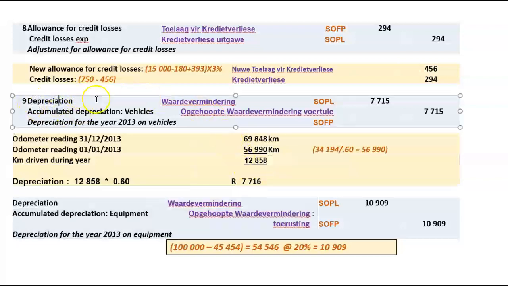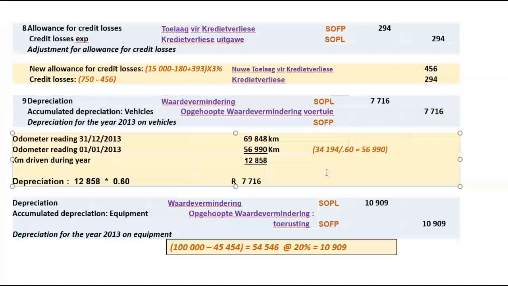So we're going to debit depreciation, statement of profit and loss, 7716 or 7715. This is just rounding. Let's make it a 6 so everything is the same. And we're going to credit accumulated depreciation then with the amount of 7716. Accumulated depreciation, that is statement of financial position.